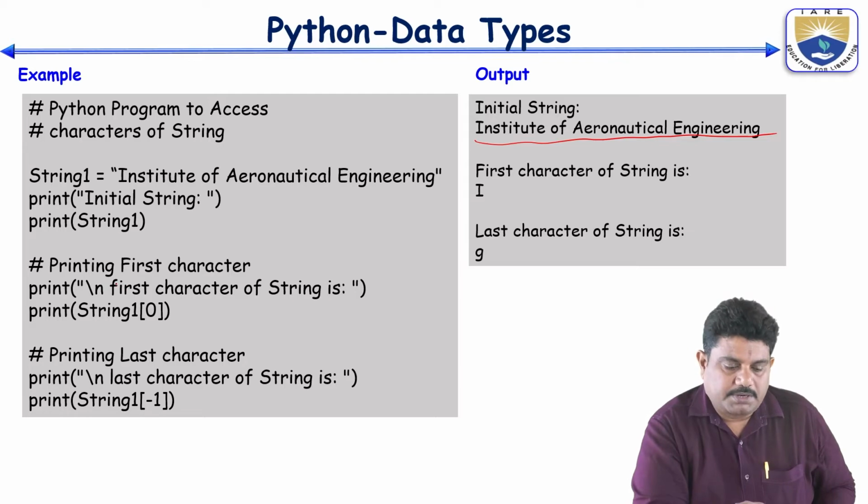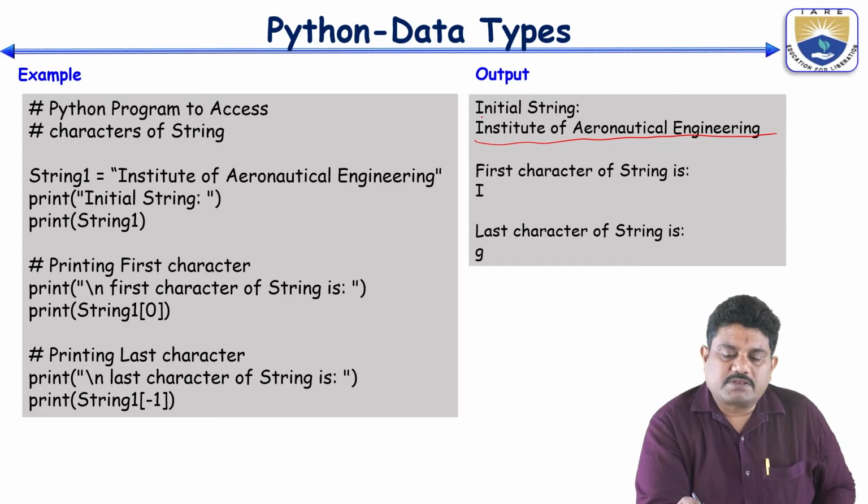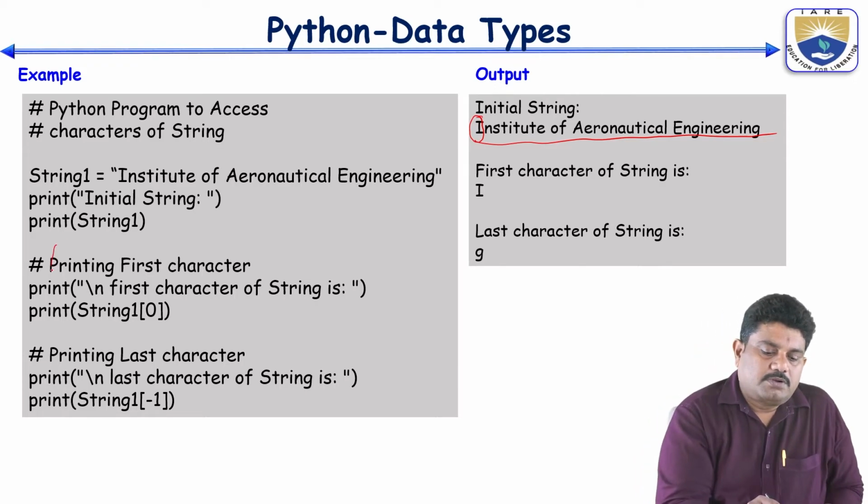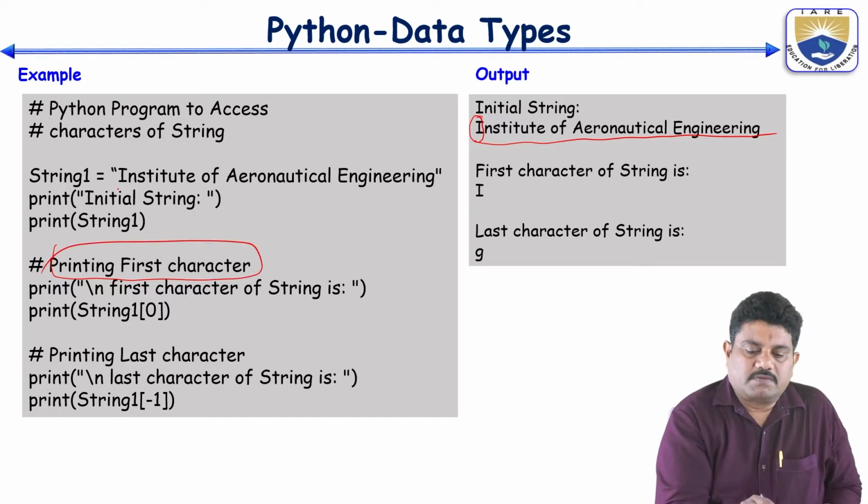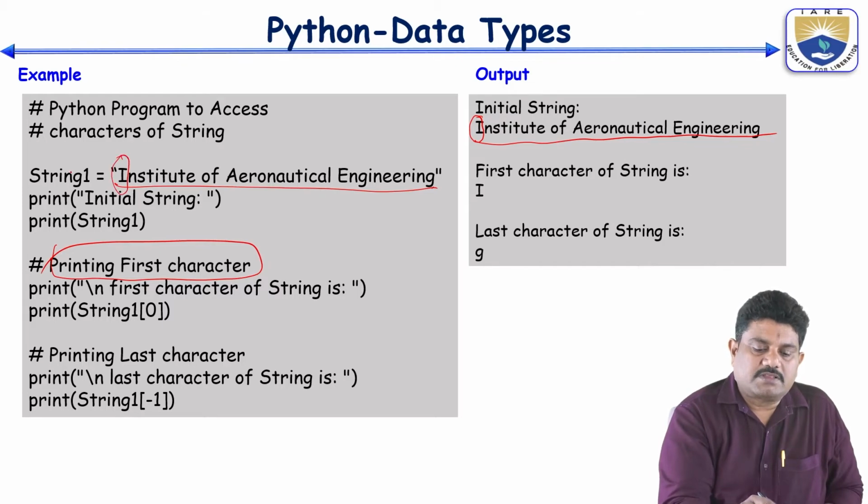Now what I am trying to print, printing the first character. So I am printing the first character from this string. What is the first character from this string? It is I. So if I want to print the individual characters in the string, I need to use the index of that character. So which character you want to print, you need to use the index of that character. So here I want to print the first character of this string. What is the first character of this string? I is the first character of the string.